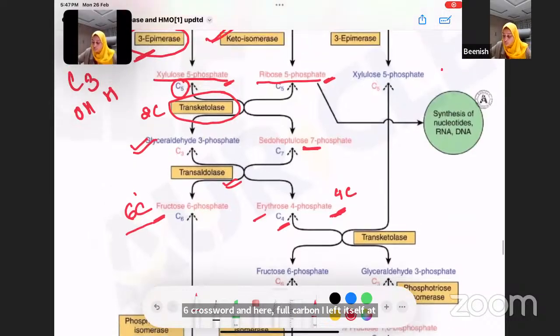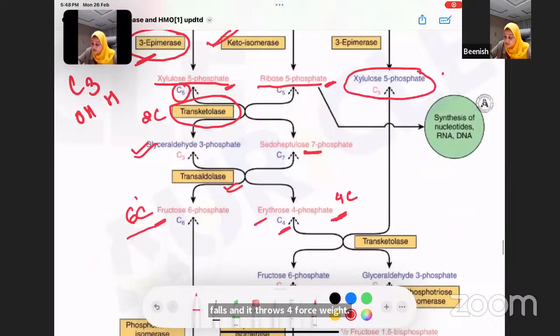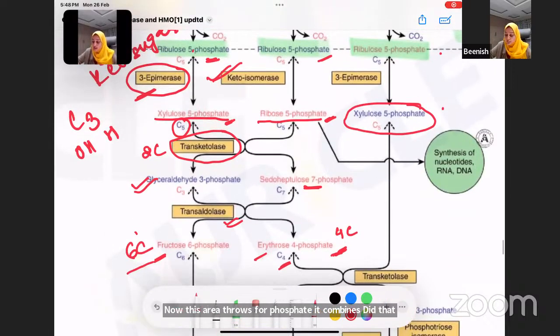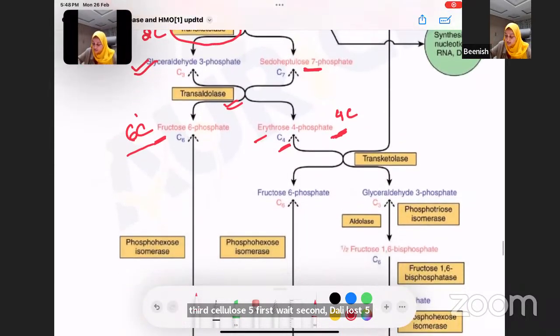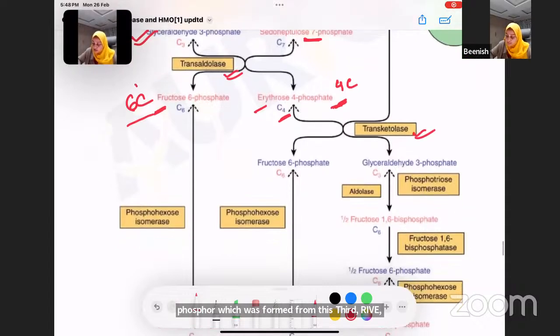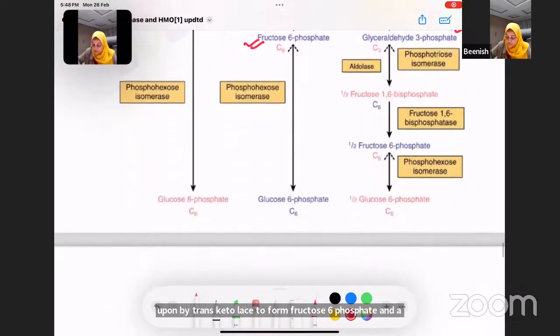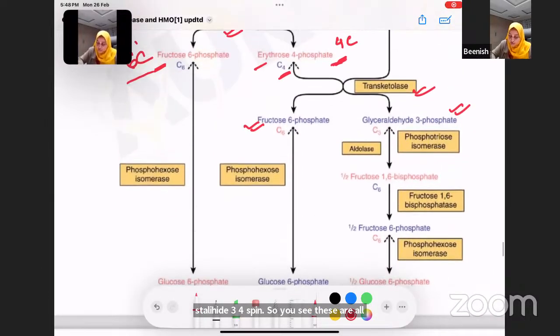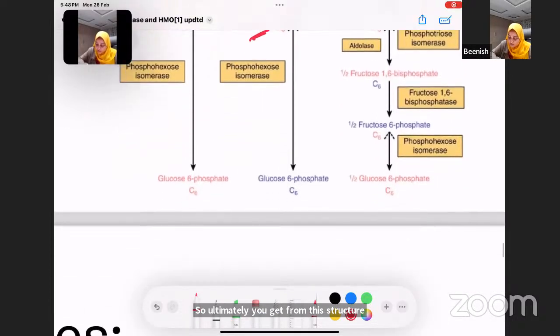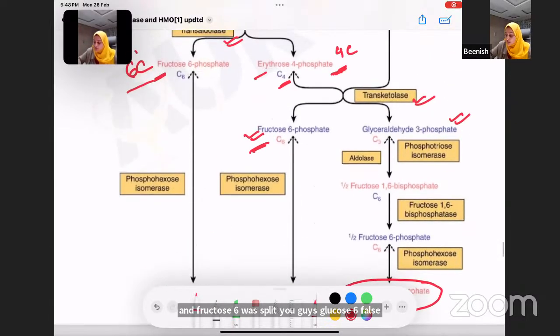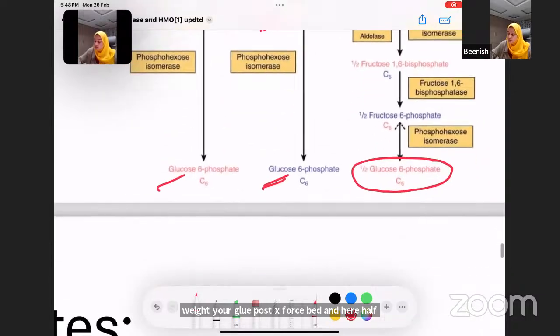Now this erythrose 4-phosphate combines with that second xylulose 5-phosphate, which was formed from the third ribulose 5-phosphate. Okay, it combines with that and is acted upon by transketolase to form fructose 6-phosphate and glyceraldehyde 3-phosphate. So you see, these are all intermediates of glycolysis now. So ultimately from this fructose 6-phosphate and fructose 6-phosphate, you get glucose 6-phosphate, here glucose 6-phosphate, and here half glucose 6-phosphate because glyceraldehyde is 3 carbon. So you get half glucose 6-phosphate.